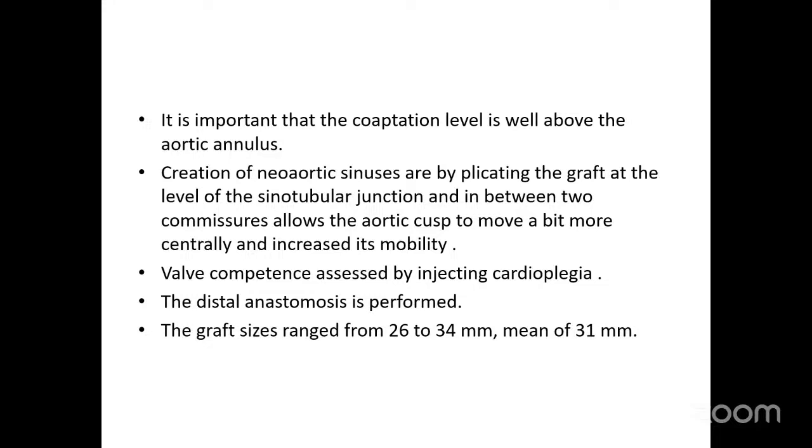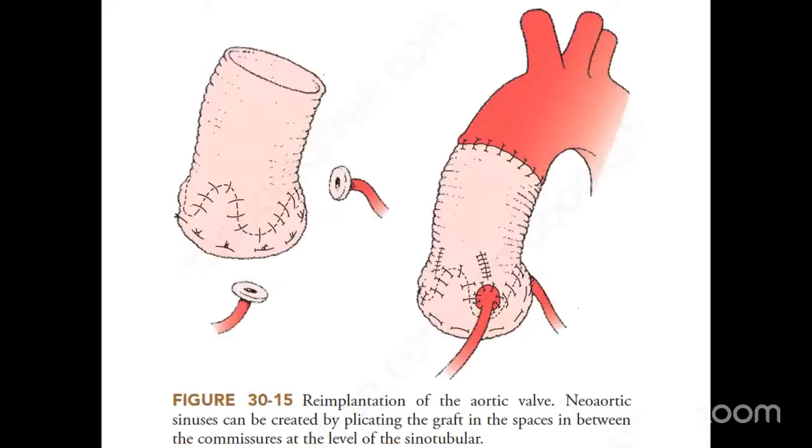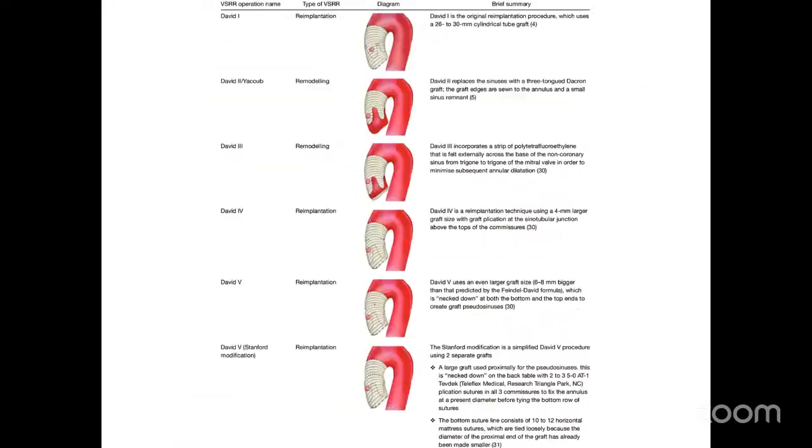Creation of new aortic sinuses is done by plicating the graft at the level of the sinotubular junction, and in between two commissures allows the aortic cusp to move a bit more centrally as it increases its mobility. Valve competence is assessed by injecting cardioplegia. The distal anastomosis is performed, then the graft sizes range between 26 to 34. The mean is 31, and this is how it's done.